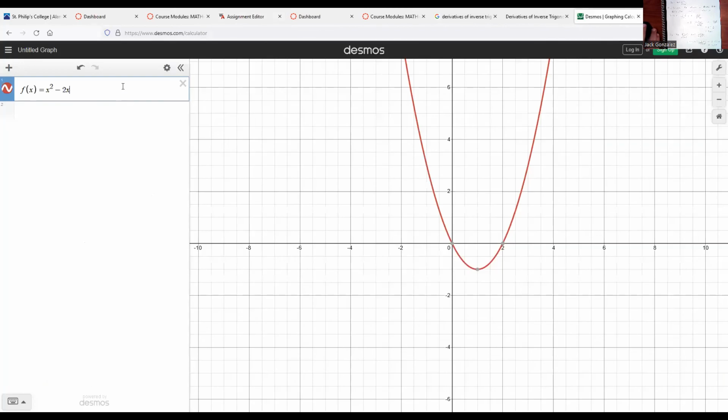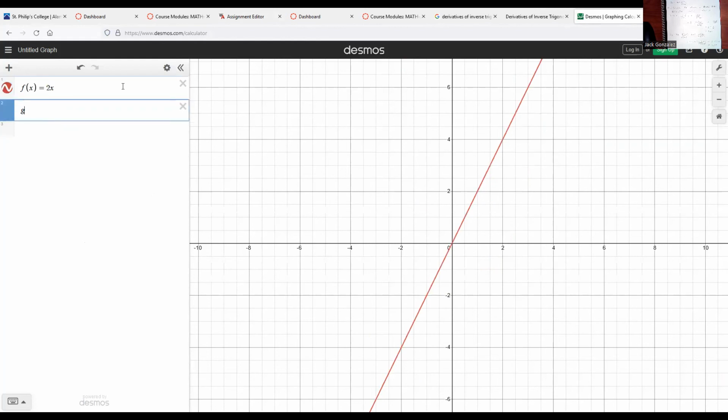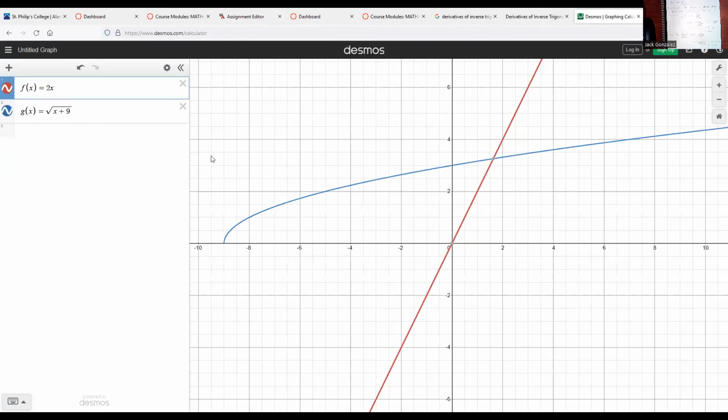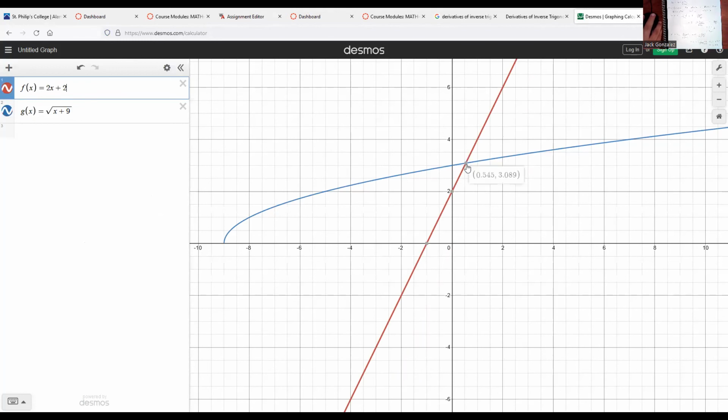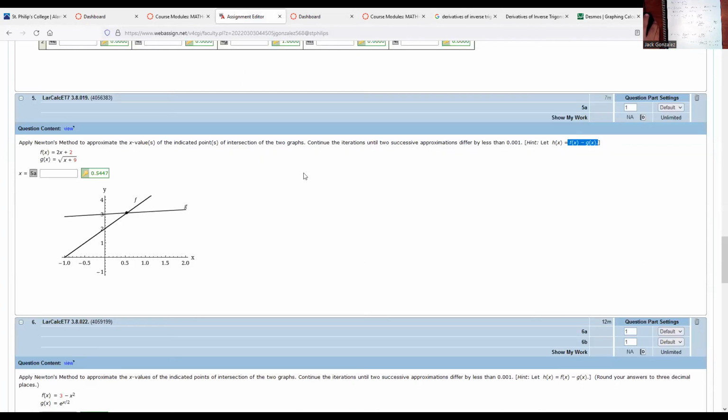Curious now. 2x, right? Plus something. x plus 9. What was the other one? Something plus 2. 0.545. So kind of. I don't know if we'll take that other answer.